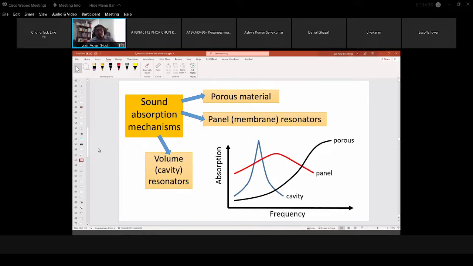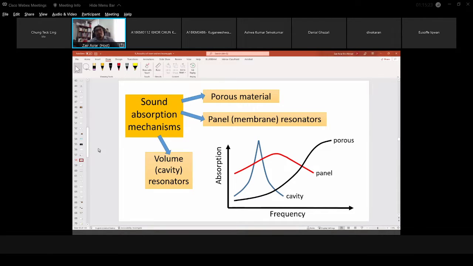In terms of absorption mechanism, typically we have three types that are most commonly used. The first one is using porous material, sponge, and so on. And then we can also use resonators in the form of panel or plates, as well as a volume resonator or in the form of cavity. Okay, so if we look at the performance with respect to frequency, normally porous material tends to be broadband in terms of effectiveness, but the effectiveness is limited to high frequency range most of the time. Okay, it depends on arrangement as well.